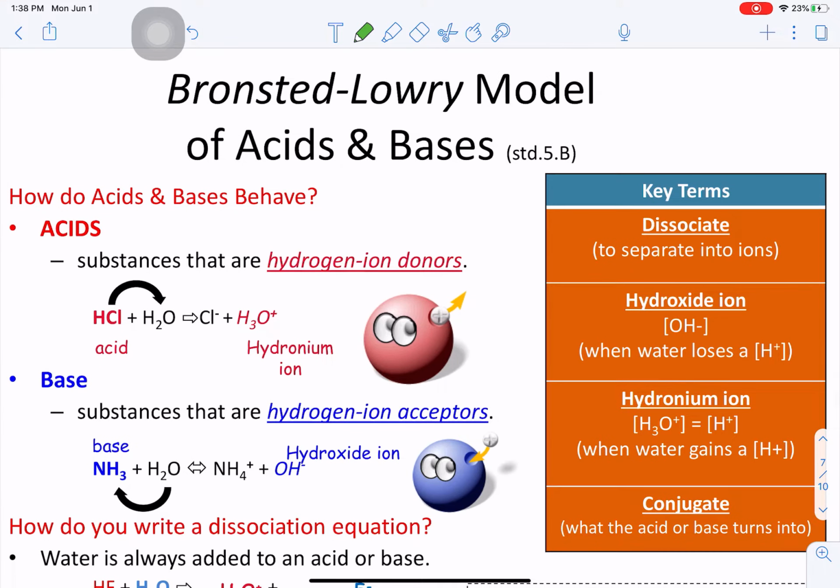All right, so the Bronsted-Lowry model of acids and bases. How do acids and bases behave? Now, this Bronsted-Lowry, this is just one of the models, okay?